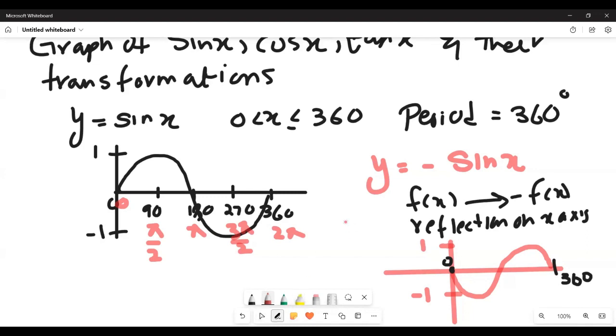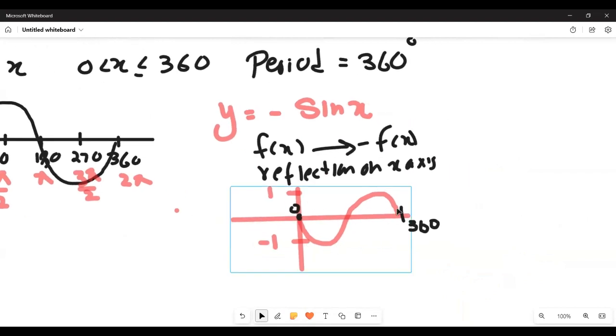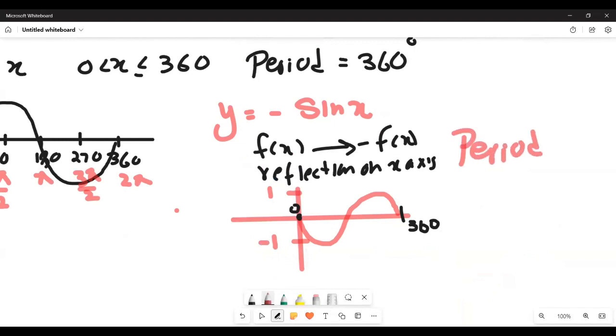So the period of this graph minus sin x is still the same. One cycle finishes between 0 to 360 degrees. So the period is still the same. The period for this one is still 360 or 2 pi in radians.